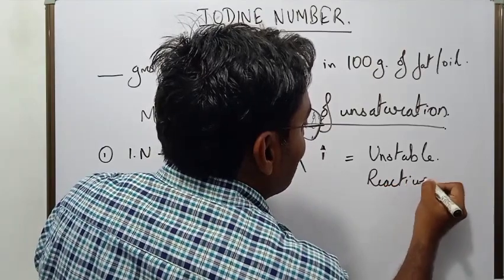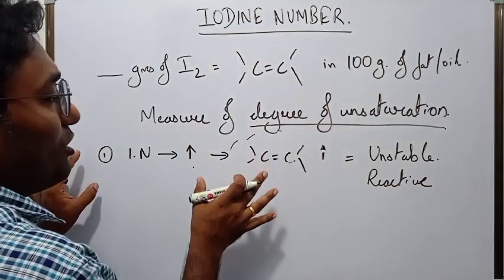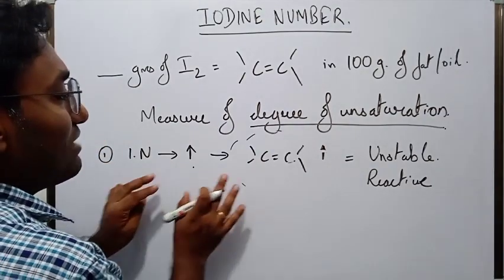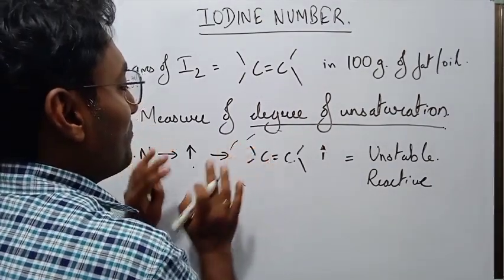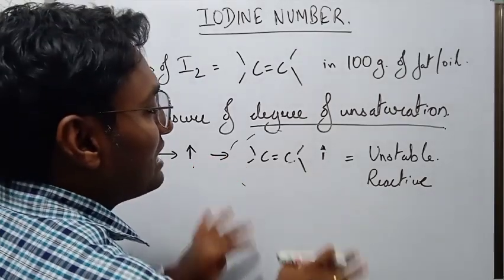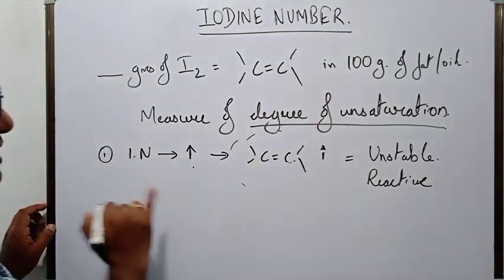So it indicates the stability of that oil. If iodine number is less, that means the stability is high. Why? Because carbon-carbon double bonds are less. The unsaturation is less. So that is number 1.